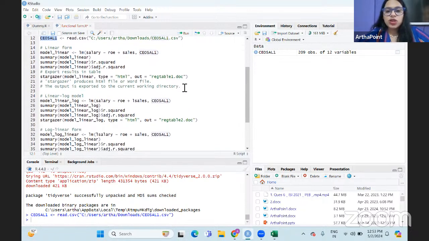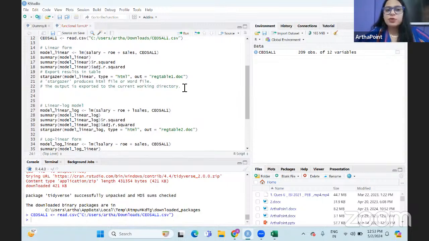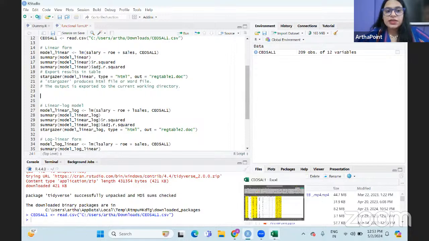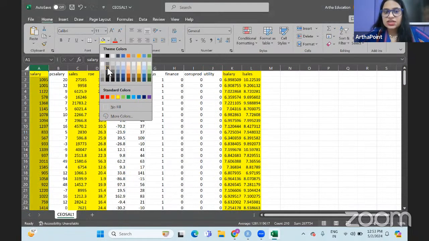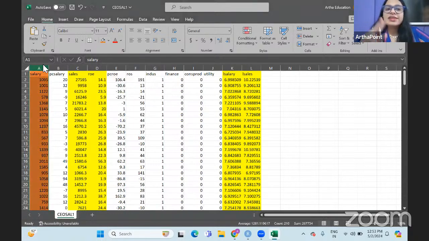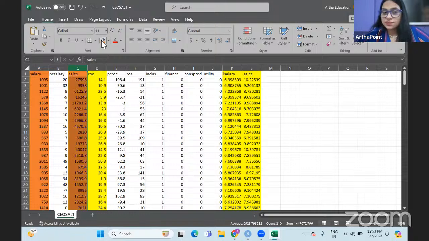So in the first question, I have to go ahead and I have to run a linear model. So if I just go back to the file, linear model means I am running salary. ठीक है, सैलरी इज माई डिपेंडेंट वेरिएबल और मैं बोल रही हूँ सैलरी दो चीजों पे डिपेंड करेगा. Salary will depend on two things. Number one, salary will depend on the sales. जितना ज्यादा कंपनी का सेल होगा, the CEO will get more salary. So salary will depend on sales and salary will depend on the rate of equity.